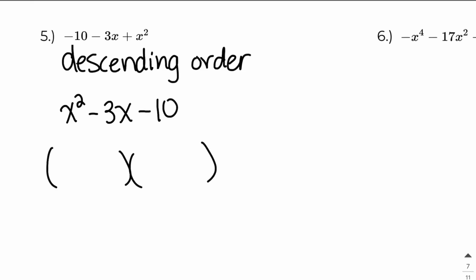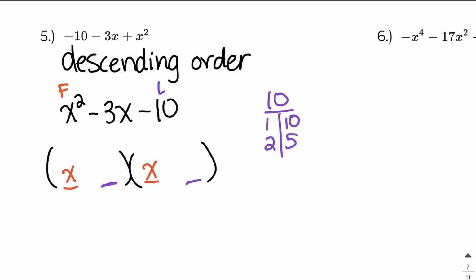So right here, I know that my firsts will multiply together to give me x squared, and this is nice because x times x is x squared. I also know that the lasts will multiply together to give me negative 10. So I can make a list of factors for 10. So I could do either 1 and 10 or 2 and 5. Okay, and you're going to find that when it's just x squared, it's a lot easier to see what's going to work for us. And I'll show you why in a minute.